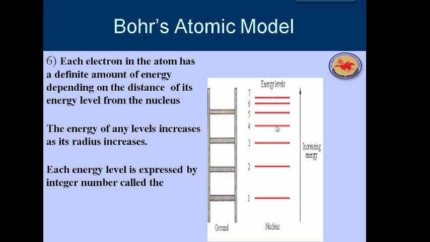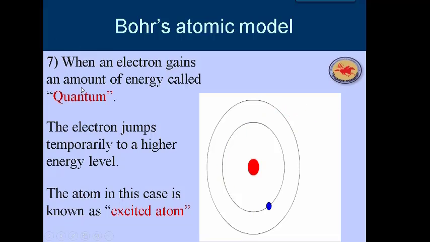These energy levels were expressed by Bohr through integer numbers called principal quantum numbers. So each energy level has a number which is called the principal quantum number. When an electron gains an amount of energy called a quantum, it can jump to a higher energy level. As you observe here, the electron in the ground state gains energy and jumps to a higher energy level.